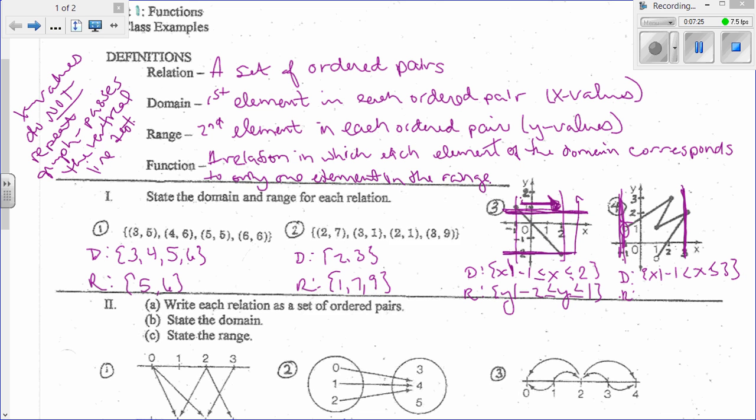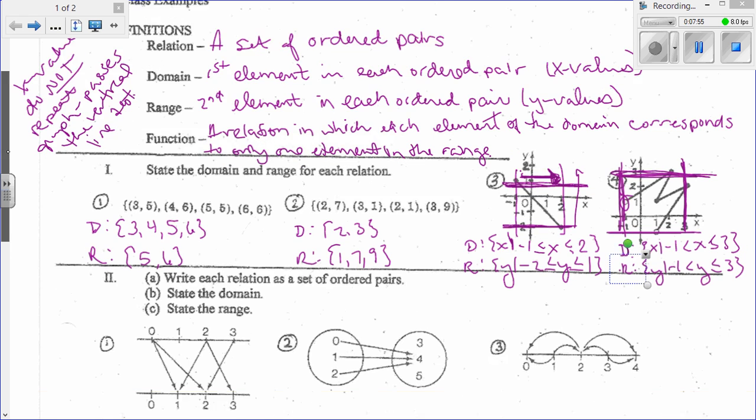My range is y such that, start at the very bottom. And if I look at the very bottom, I have an open circle at -1. So it's -1 less than y. And then my top value, it's a closed circle, is 3, so less than or equal to 3. Now, it is possible, obviously, to have the same domain and the same range. It doesn't always happen. In this case, it's just coincidental.